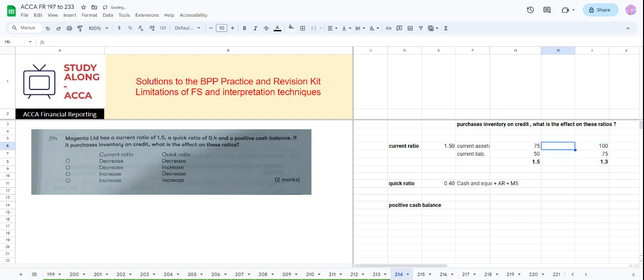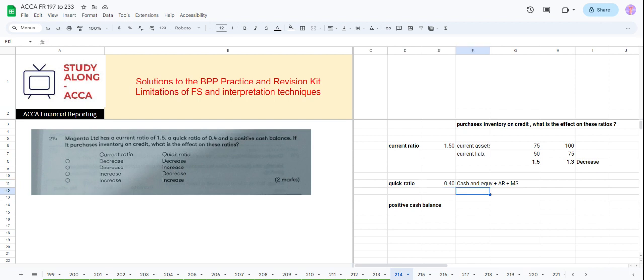Because we are purchasing inventory here, current assets will increase by 25 because we bought the inventory, which is a current asset, and because we have bought it on credit, our payables will increase, and hence our current liability will increase. So now our new ratio is 1.3. So we can see there is a decrease in the current ratio, right? Quick ratio they are already telling is 0.4.